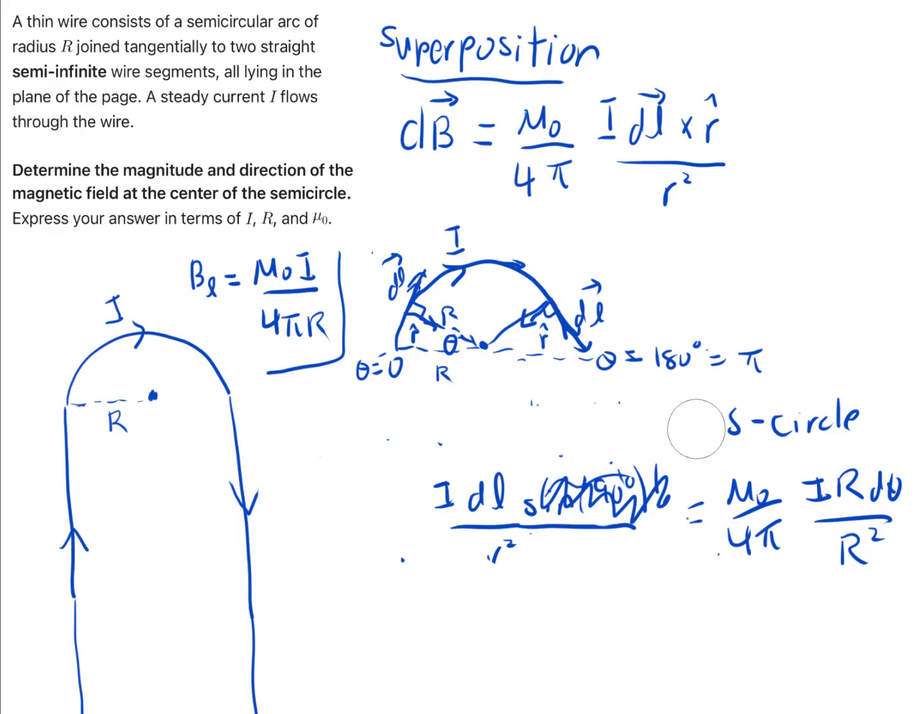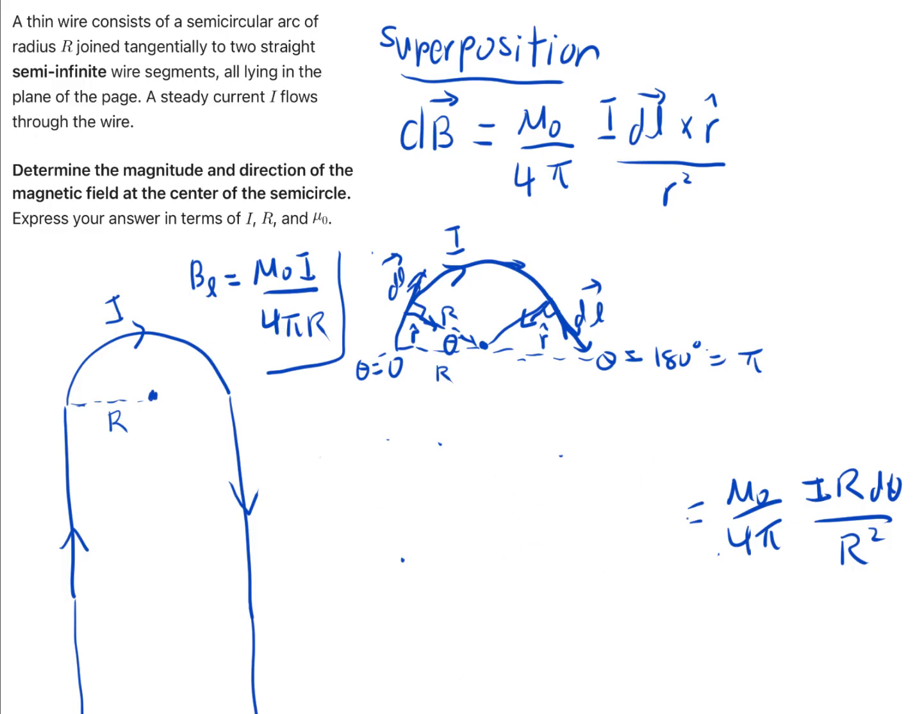I'm just going to erase this to make more space. That's dB. And if we notice, we have big R both in the numerator and denominator, so we can cancel one of them.